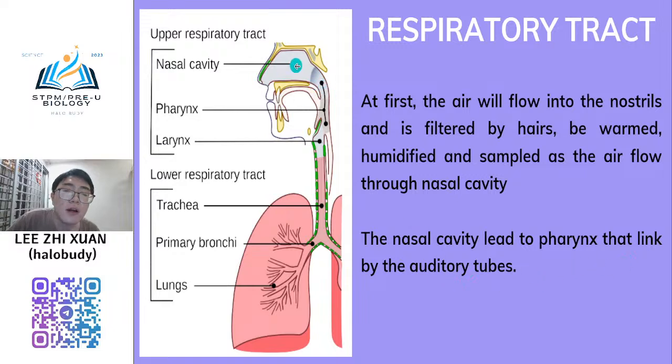Okay, next, the nasal cavity will lead to the pharynx, which is linked by the auditory tube. So after the nasal cavity structure, we have what we call the pharynx. It is linked together with the nasal cavity. So the pharynx is this. You see here, if you compare to the human, it is normally near here. This one we call the pharynx.